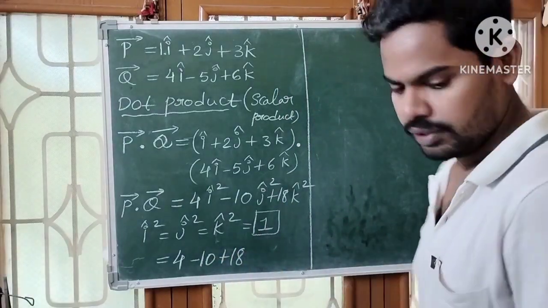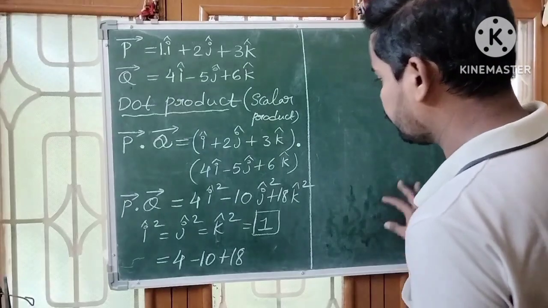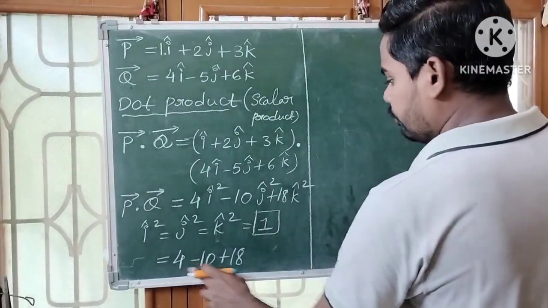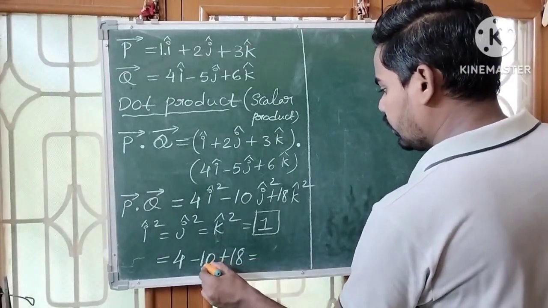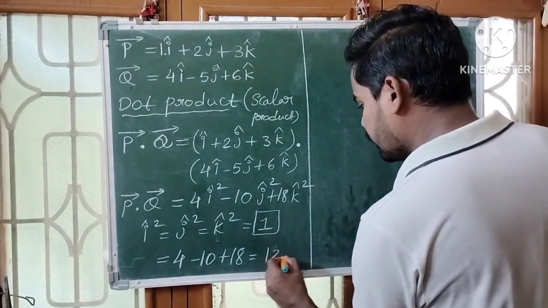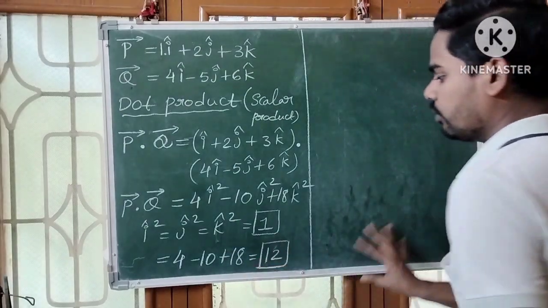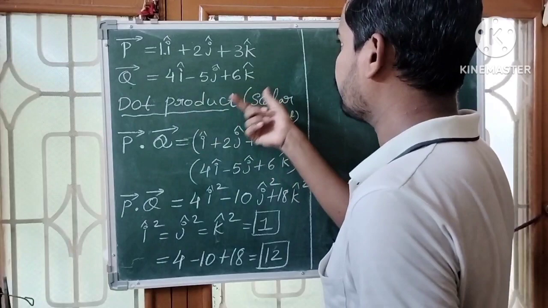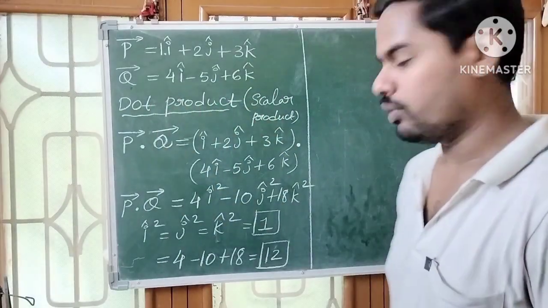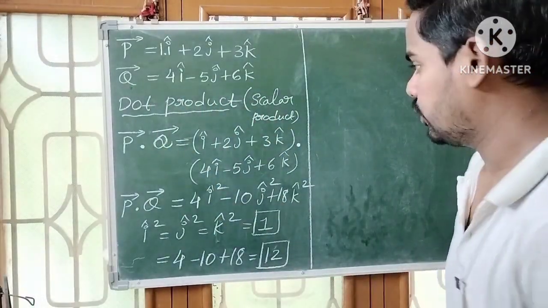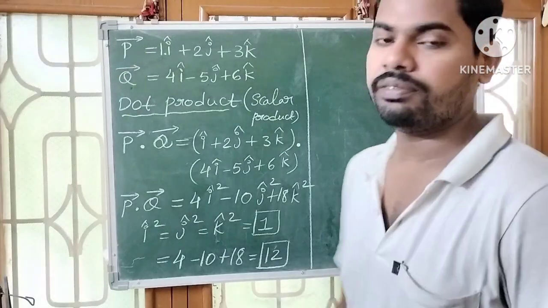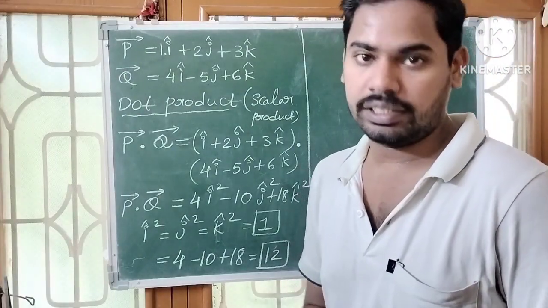Now 4 minus 10 plus 18. Now 4 plus 18, 22. 22 minus 10 is equal to 12. Therefore, dot product or scalar product of vectors P and Q is 12. So remember, result of dot product is scalar.